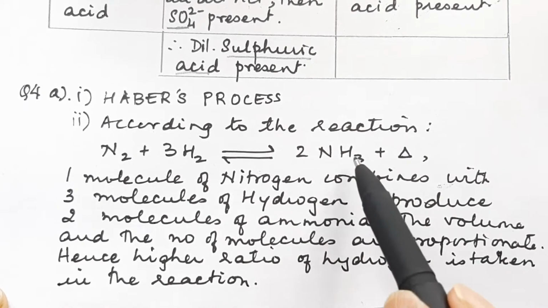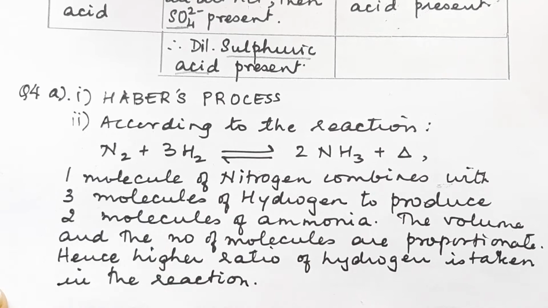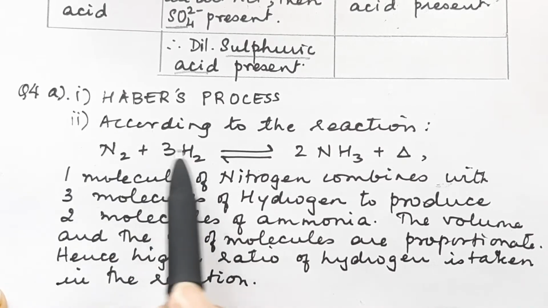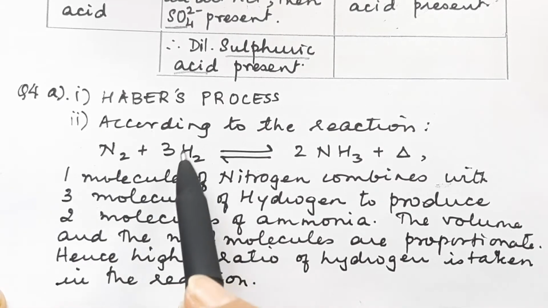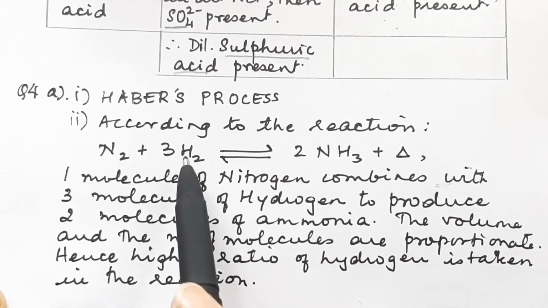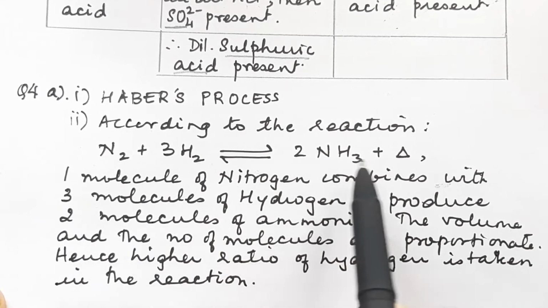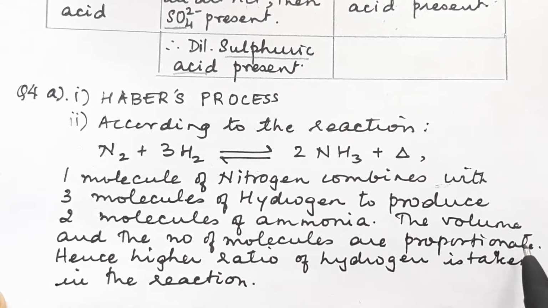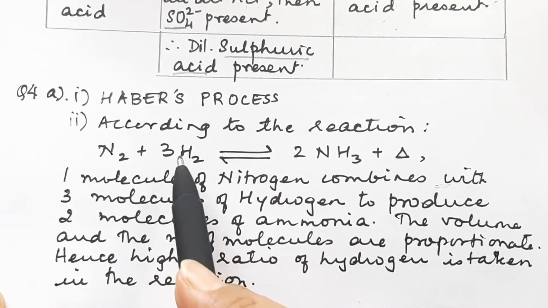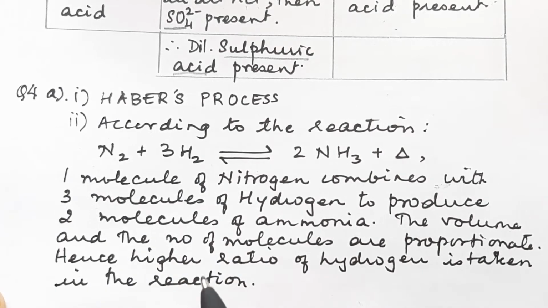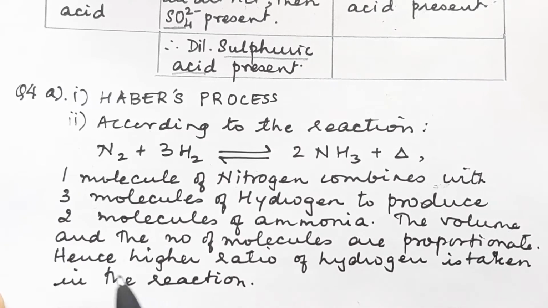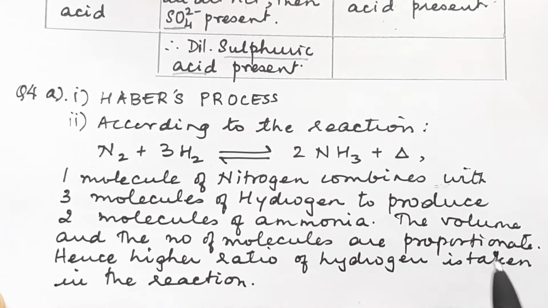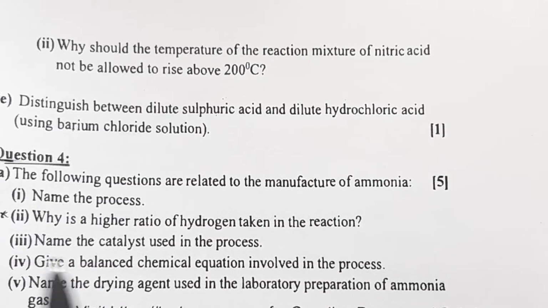So if we want better yield of ammonia, we will have to take the ratio of N2 and H2 in the ratio 1:3. So we have to take higher ratio of hydrogen because of the reaction. So we'll write the volume and the number of molecules are proportionate. Equal volumes will have equal number of molecules. That is Avogadro's law. The volume and the number of molecules are proportionate, and hence higher ratio of hydrogen is taken in the reaction. Now we come to the third one.